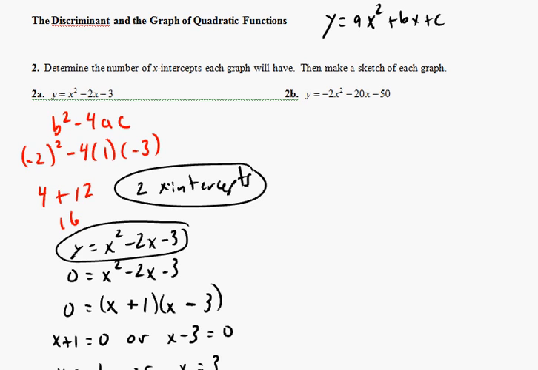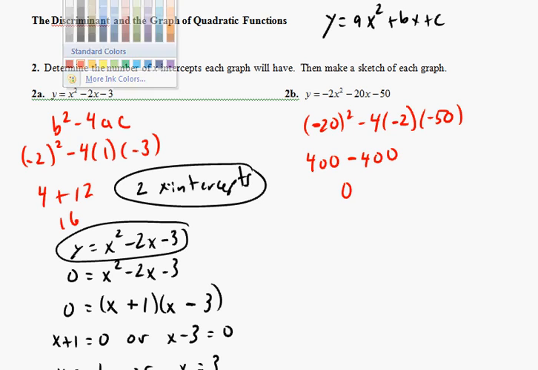So, let's first determine what the discriminant would equal. The discriminant would be -20 squared minus 4 times -2 times -50. -20 squared is 400. -4 times -2 times -50 would be 400. And since we have a negative times a negative times a negative, that would be a minus 400. And 400 minus 400 equals 0. That means that there must be exactly one x-intercept.